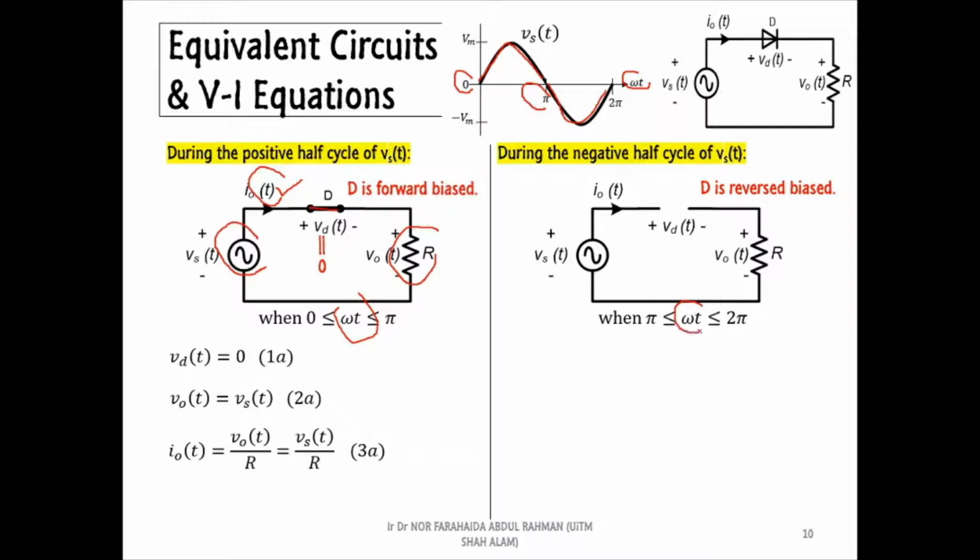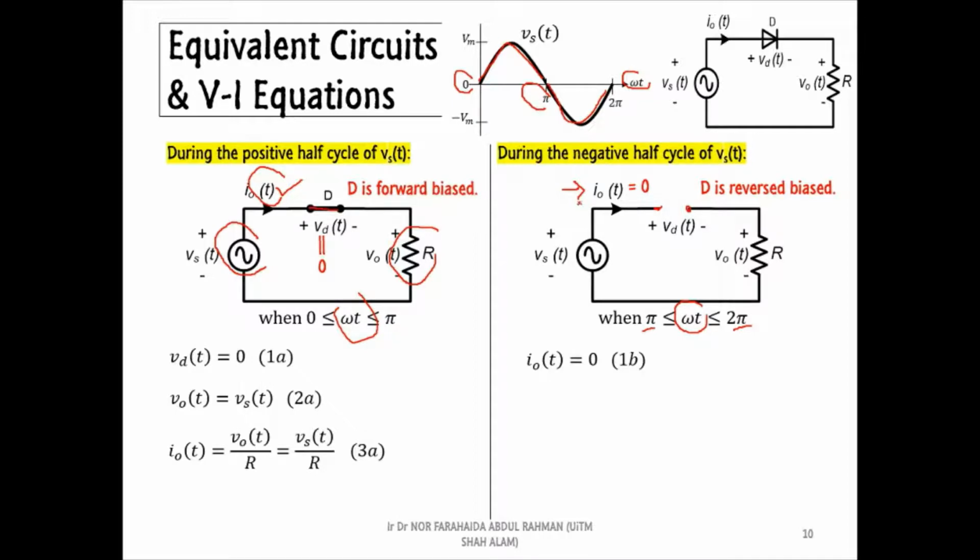When the omega t value is in between pi to 2 pi, the diode is in reverse bias. In this condition, the diode will act as an open circuit to stop the current conduction. Thus, the current equation is equal to 0.